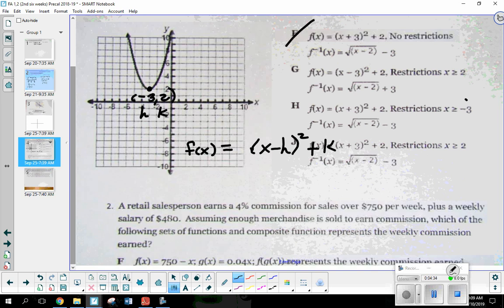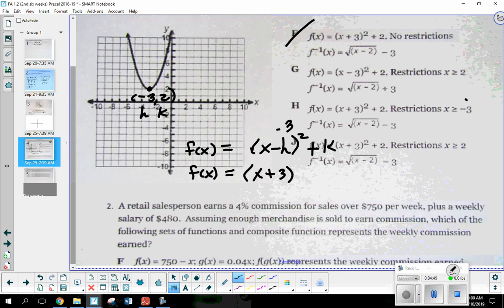Okay, so what was it? F of x equals, what would I say? X what? X plus 3. If I replace h with a -3, you're subtracting a negative, so that's why we have a positive, squared, and then plus 2. So it looks like the entire graph was shifted 3 left and 2 up. Okay, so there's the function.